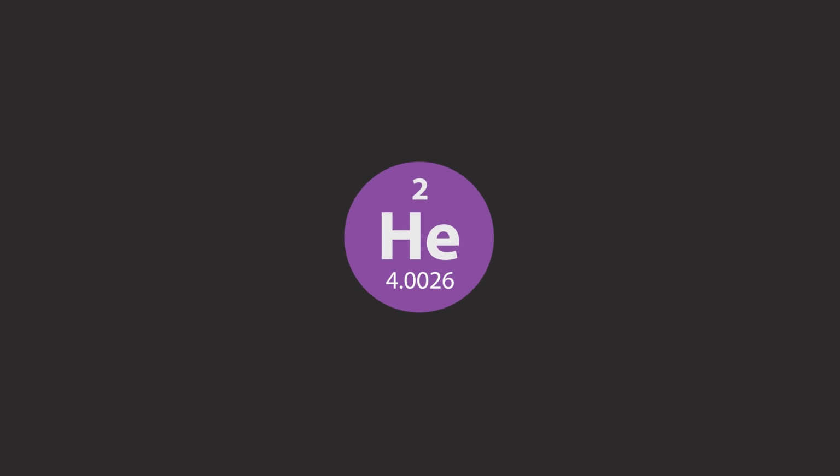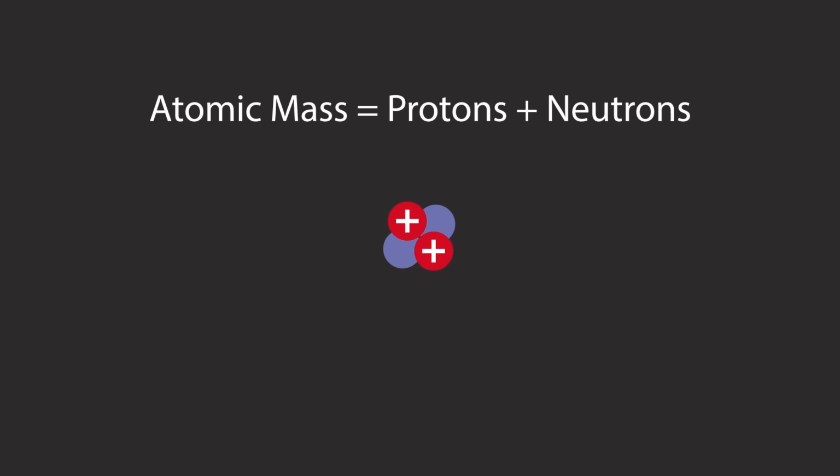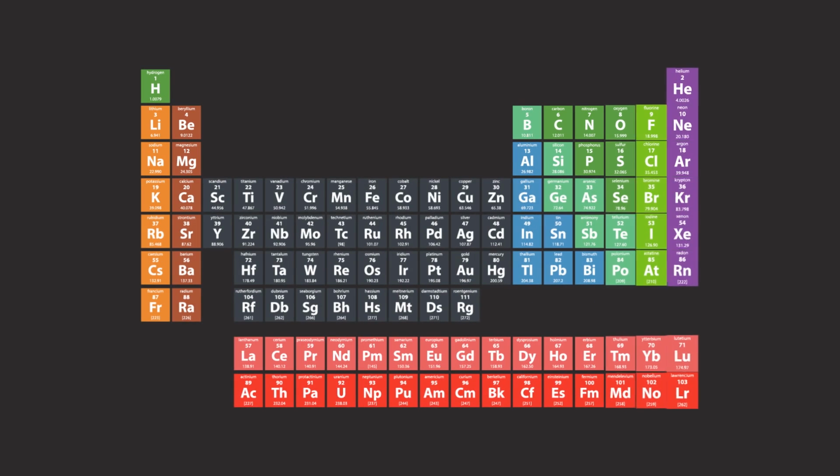The atomic mass, represented here by the larger decimal value, can tell us how many protons and neutrons are present in the nucleus of an atom for any given element. In this lesson, we shall learn about electron configurations of the first 20 elements and how this relates directly to the group and period numbers in the periodic table.